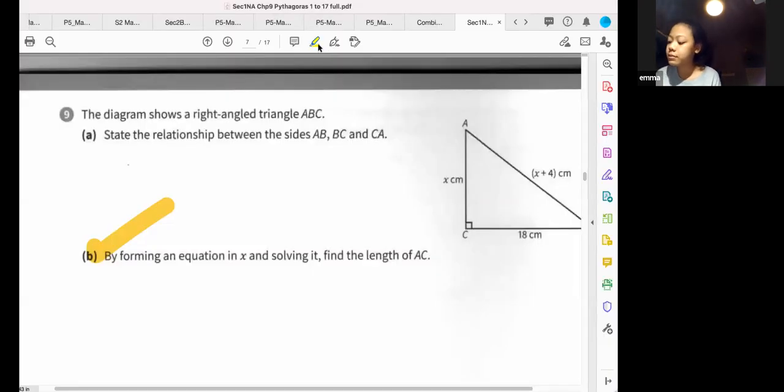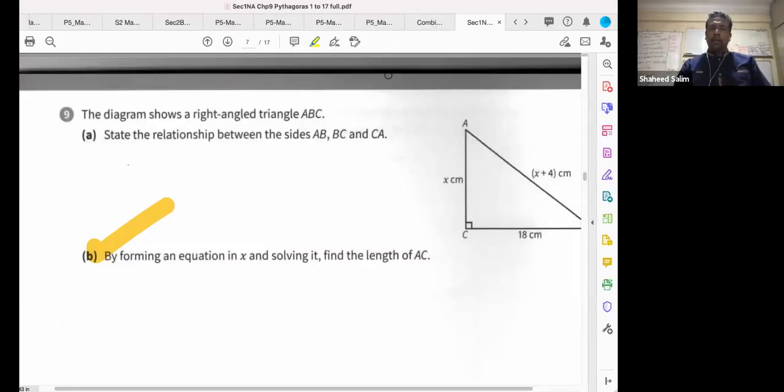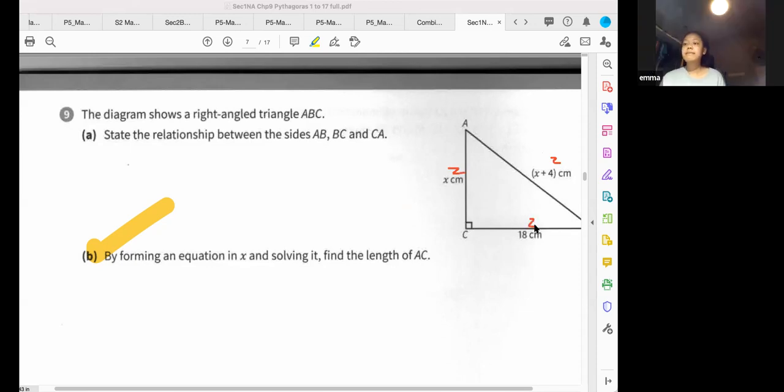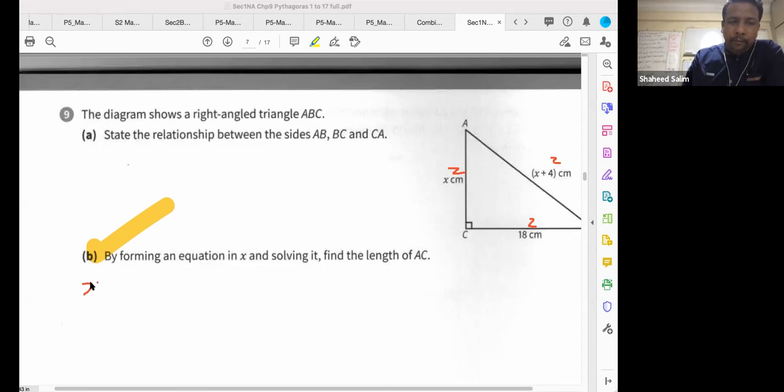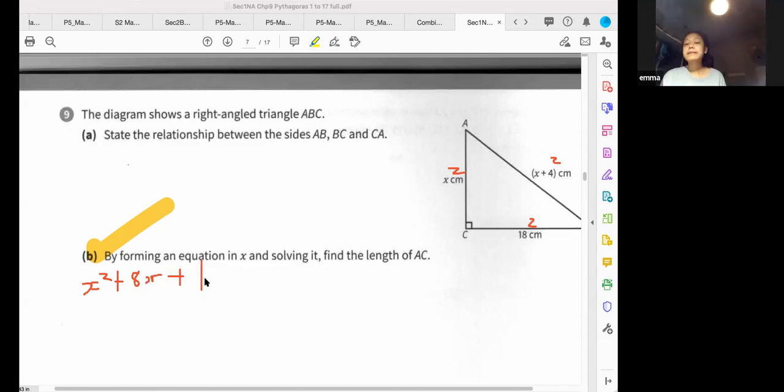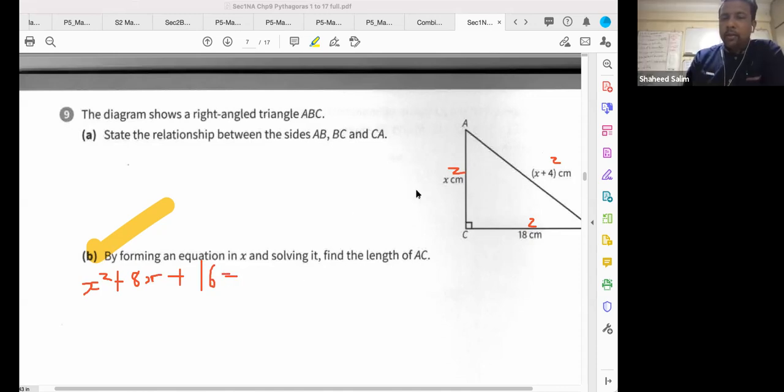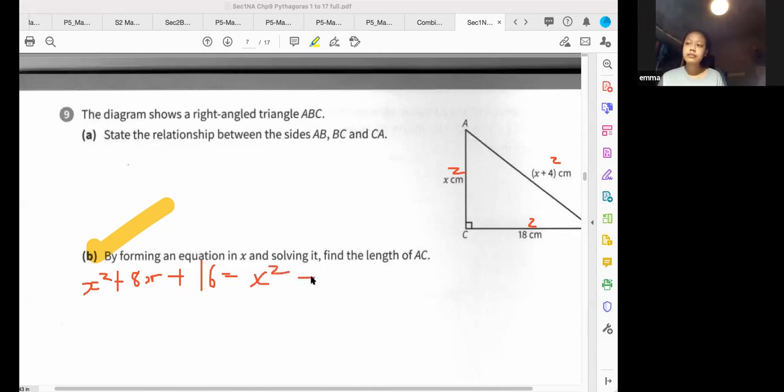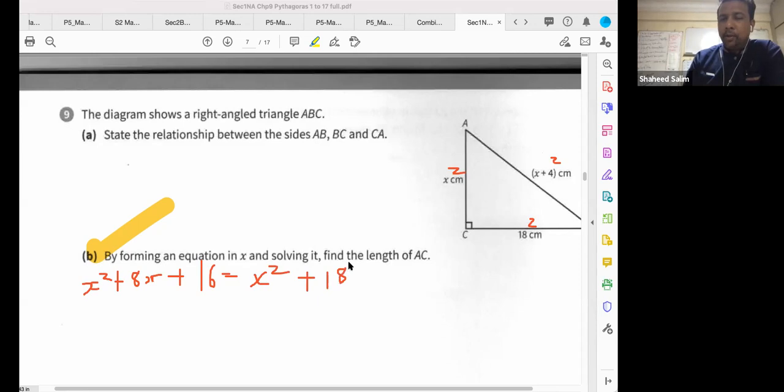So now, let us look at this. I'm going to write down here. This square is equal to this square plus this square. You agree? So when you expanded it, you got x square, correct, plus 8x, correct, plus 16, correct. Now, what is it equal to? You don't need to square root it. It is equal to x square plus 18 square. This part you did not write.